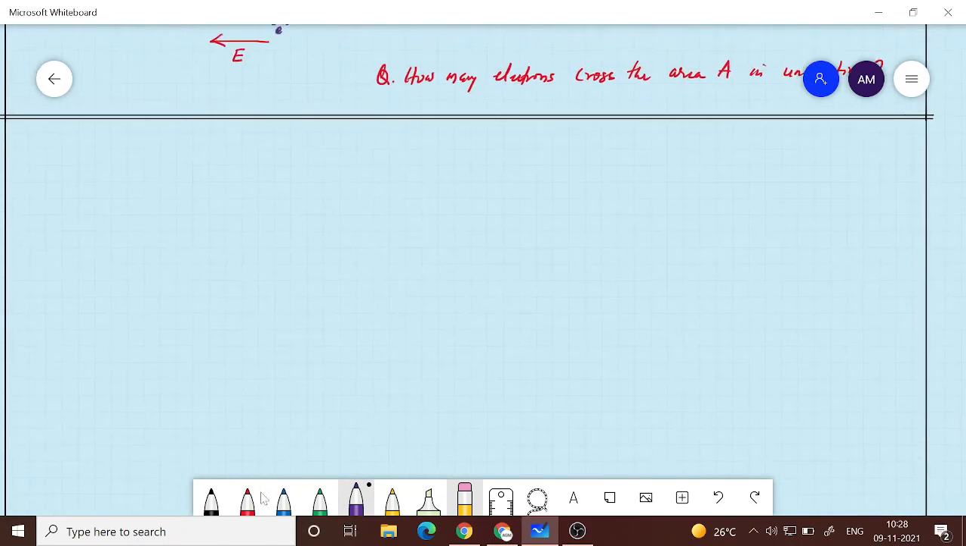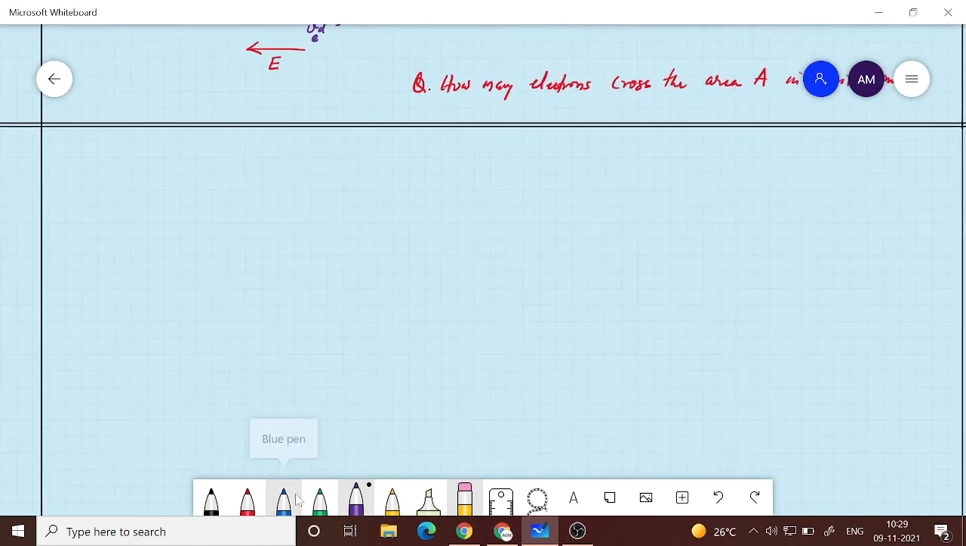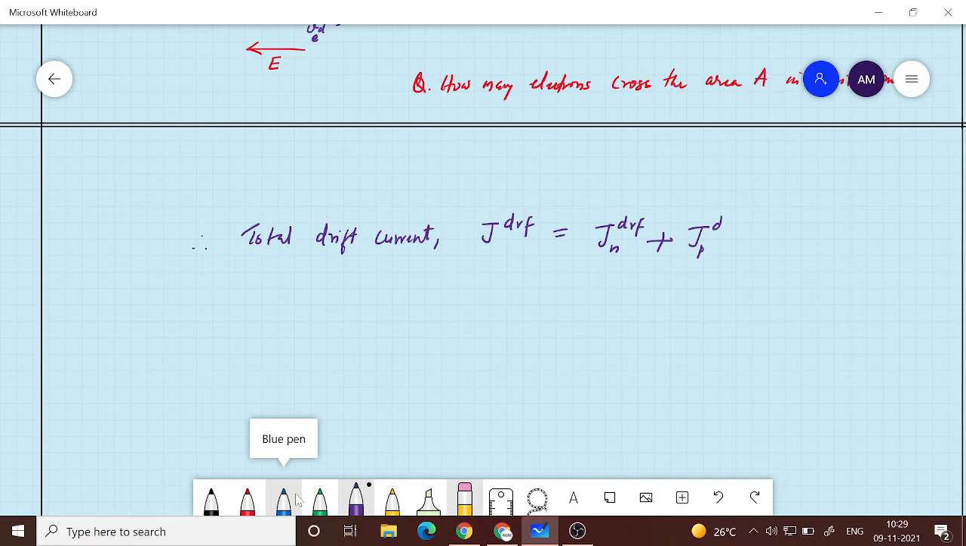So one transport mechanism we have almost derived. So therefore total drift current, J drift. If you want you can put a capital T here to say total, but if I don't put n or p, you assume that it is total. Jn drift plus Jp drift.